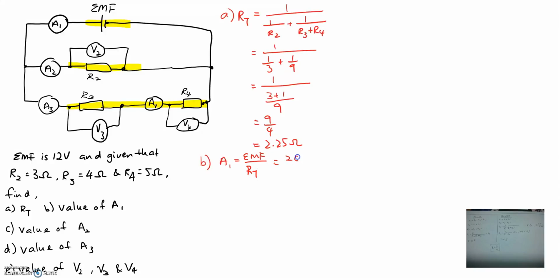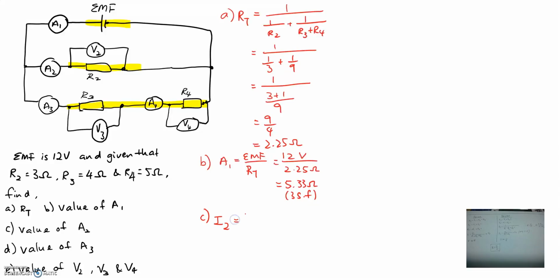So that gives you 12 volts divided by 2.25 ohms, and that will give you 5.33 amperes to 3SF. Okay, so next we want to find out what is A2, followed by A3. Since we already know the total current, and we know this is a parallel branch, there are actually two methods in this case. The first one is to use this.